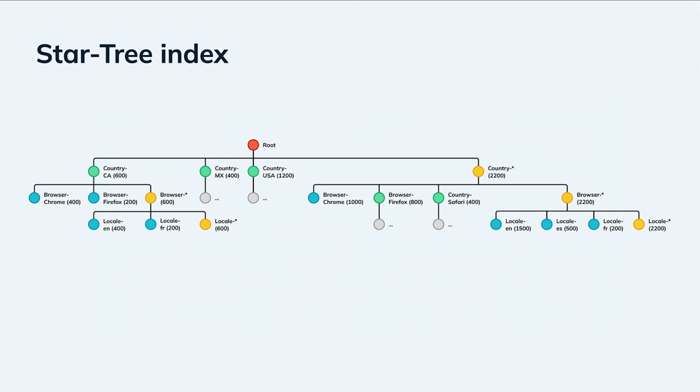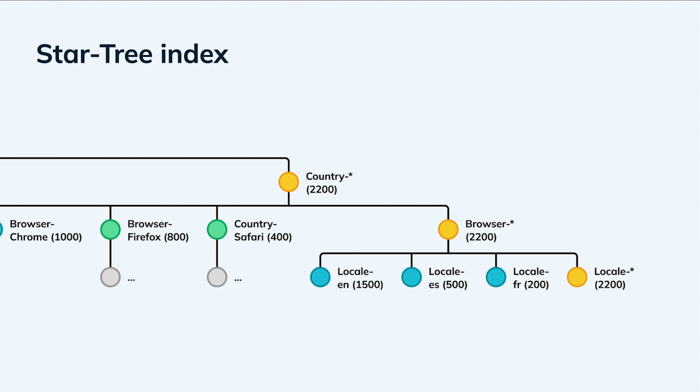And then when we're looking to get a particular value, let's just zoom in over here. Say I want to filter just by Safari users. Like, I don't care what country, I don't care what locale. I'm going to navigate this tree. Okay, country star. I'll go to country star. I don't care what country it is. Then I'll go down a level, browser, Safari. Okay, looks like that's a number there. I see 400. I have pre-aggregated in this index. I can just read out of the index, Safari users, 400.